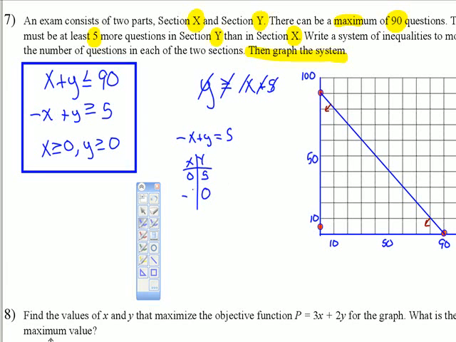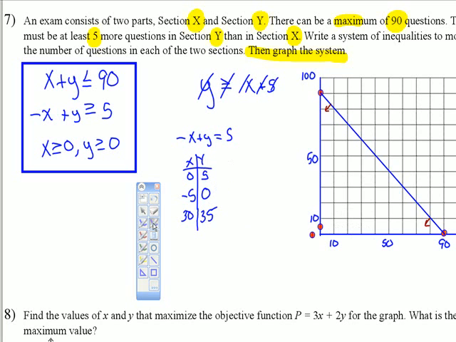Negative 5? Which doesn't fit my scale too well. It would be about here. So I'm going to try to find another point that works, because I want to find something that's actually on my grid that I can graph with. So let's say, what if x was 30? What would y have to be? 35.